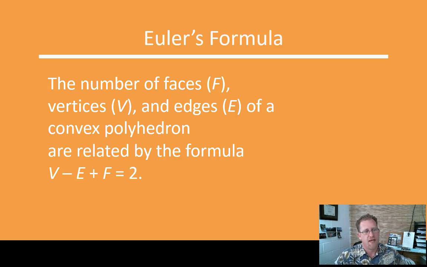Euler's formula is that the number of vertices minus the number of edges plus the number of faces is always 2. Oh, that's kind of cool. One more time, the number of vertices, the number of points on the polyhedron, okay, minus the number of edges, how many lines there are on the polyhedron, plus the number of faces, all those polygons that make up the surfaces there, equals 2. Cool, cool beans.